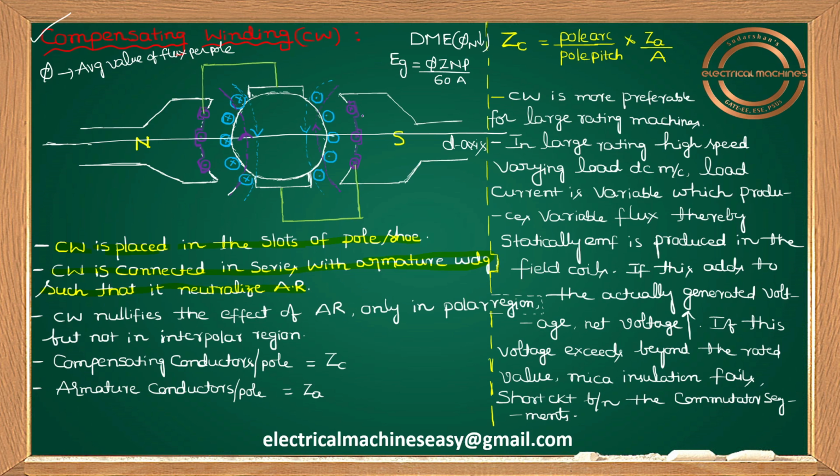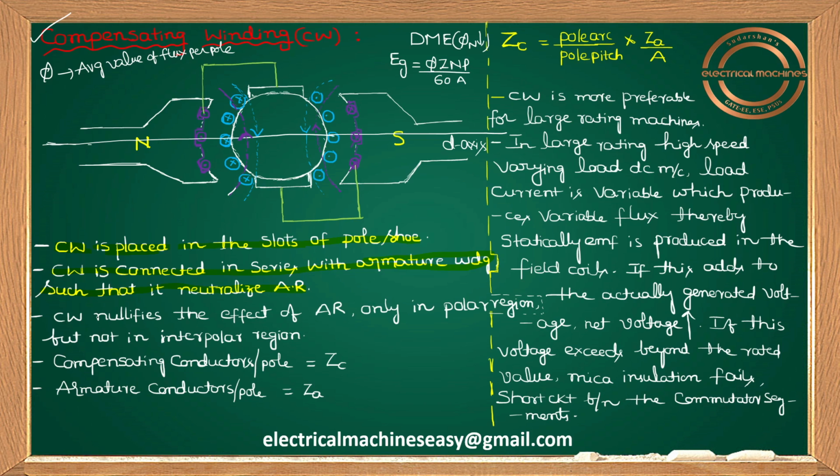Here also, under the south pole, the direction of armature current is dot, and the direction of current in the compensating conductor should be cross, like this: cross, cross, cross. The direction of armature flux here is anti-clockwise, and the direction of flux due to current flowing in the compensating conductor should be clockwise.